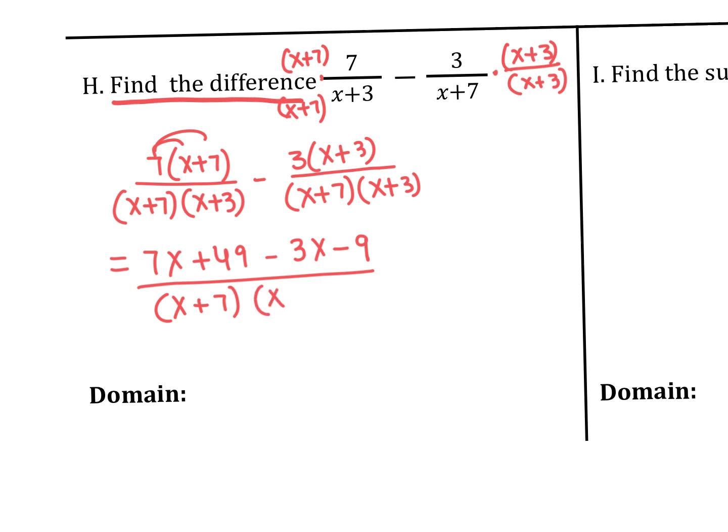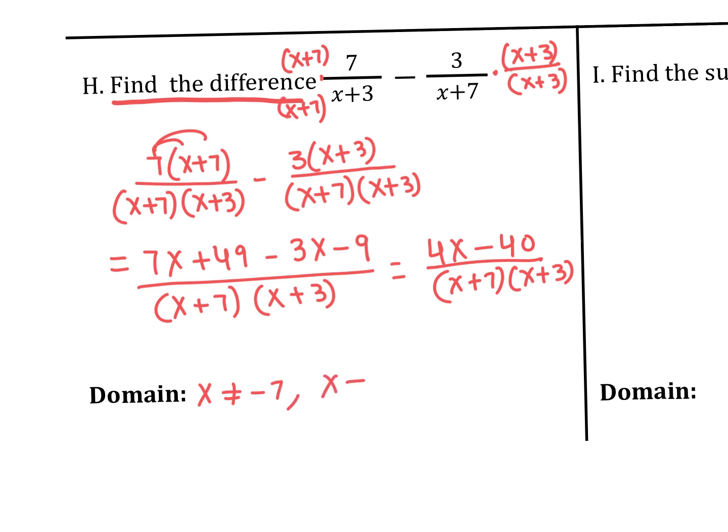times x plus 3 equals 7x minus 3x is 4x, 49 minus 9 is 40. State the domain. x is not 7, negative 7, and x is not negative 3.